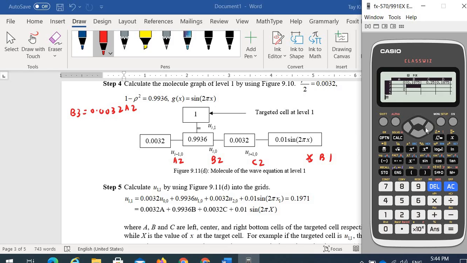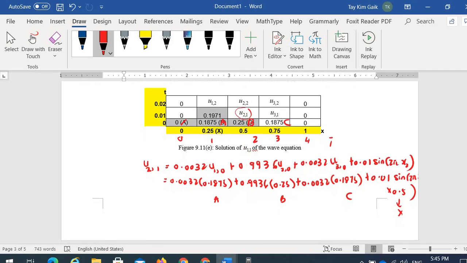So my formula is equal to 0.0032 times A2, plus 0.9936 times B2, plus 0.0032 times C2, plus 0.01 times sin of 2 pi times 5 x, where x is in B1. We get 0.1971.